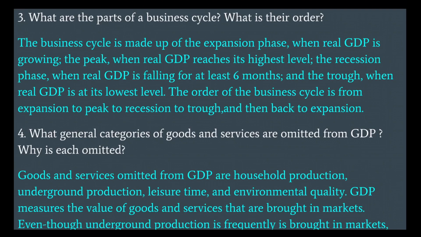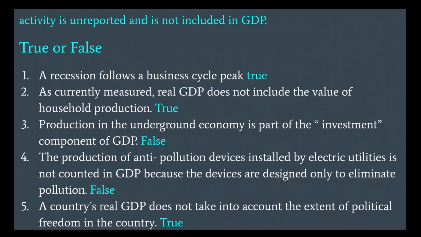What general categories of goods and services are omitted from GDP? Why is each omitted? Goods and services omitted from GDP are household production, underground production, leisure time, and environmental quality. GDP measures the value of goods and services that are bought in markets. Even though underground production is frequently bought in markets, the activity is unreported and is not included in GDP.